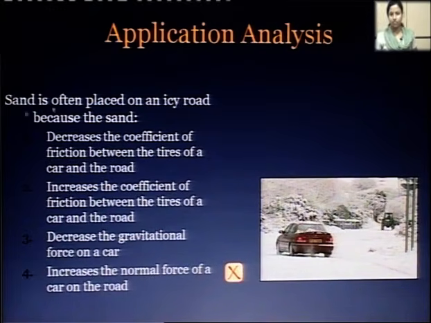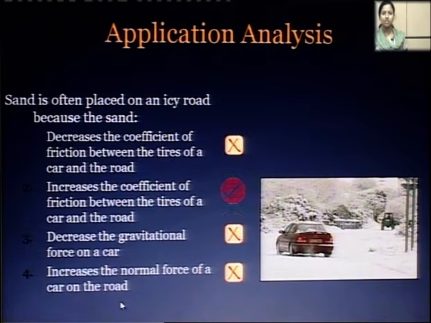Here is the quiz. Sand is often placed on an icy road because the sand: A, decreases the coefficient of friction; B, increases the coefficient of friction; C, decreases the gravitational force on the car; or D, increases the normal force. The correct answer is B, that is, it increases the coefficient of friction between the tires of a car and the road on the icy surface.